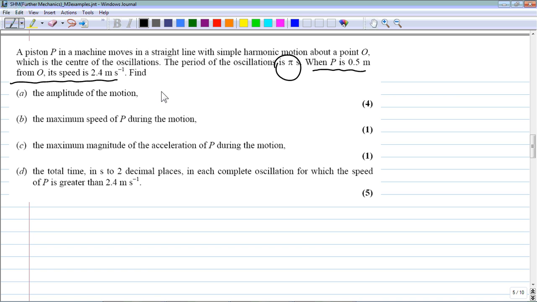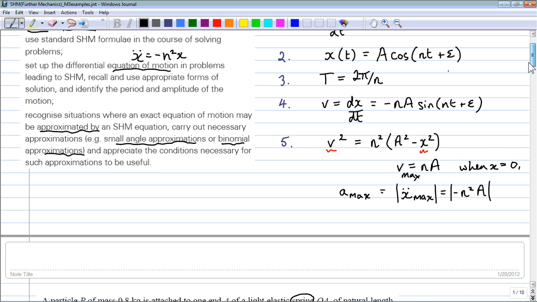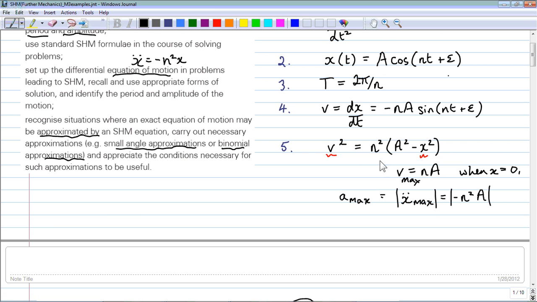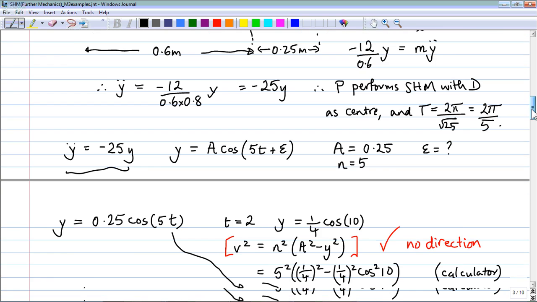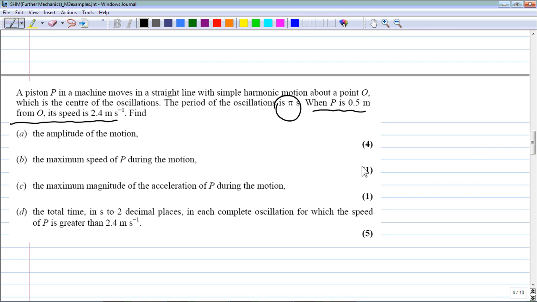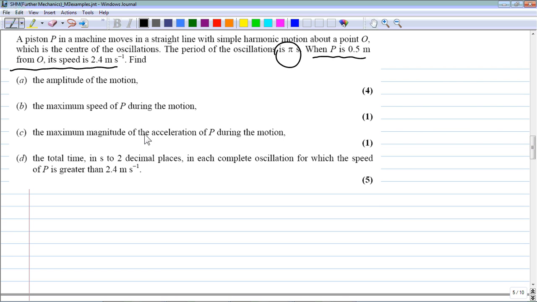Well, I hope you remember that I told you at the beginning the reason this equation here is very useful is because it makes a simple map between the velocity, or the speed, and the displacement. So we can use that. So here we can use v squared equals n squared (a squared minus x squared). So v equals 2.4 when x is 0.5.